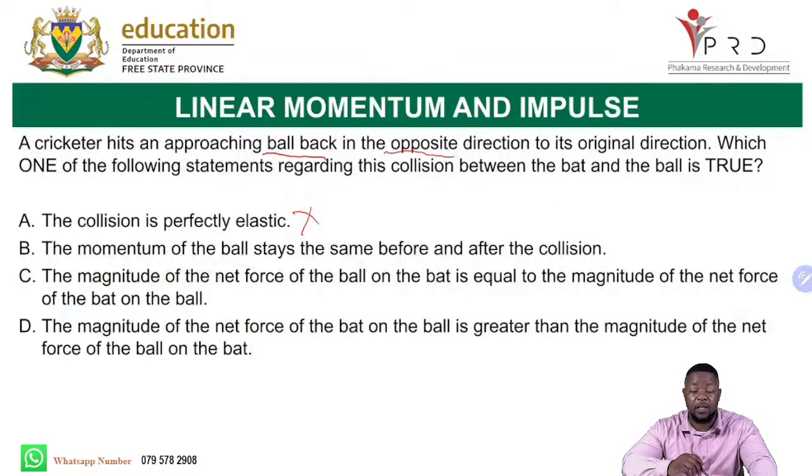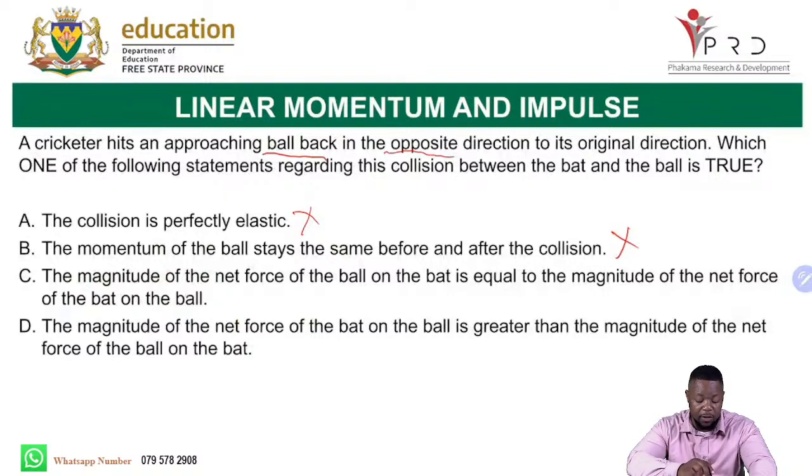What we know is that the total momentum before collision is equal to the total momentum after collision. We know that there are two objects involved here, that is the ball and the bat. But the statement is only talking about the momentum of the ball. Therefore, we cannot conclude about that.